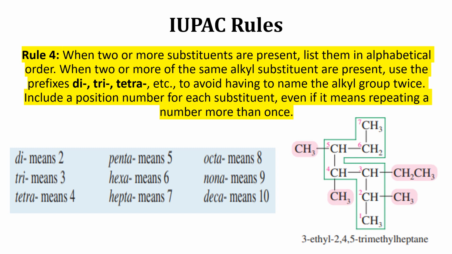Heptane means the compound has a 7 carbon main chain. Trimethyl 2,4,5: on the second carbon, fourth carbon and fifth carbon there is a methyl group present, and on the third carbon an ethyl group is present.